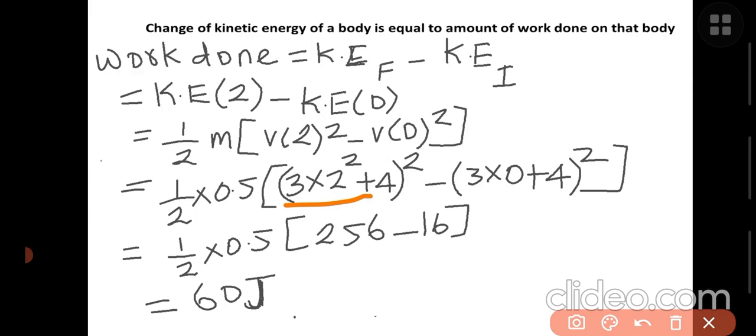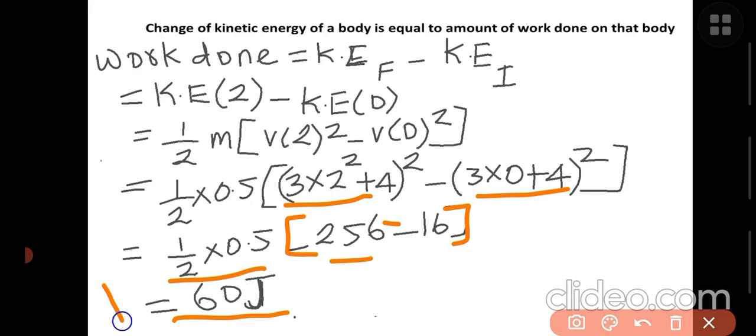Here is the V formula. In this V formula, we can substitute x equal to 2 and x equal to 0. We get half times 0.5 of 256 minus 16. As a result, we get 60 joules. That is the work done. You can see W, the work done, is equal to 60 joules.